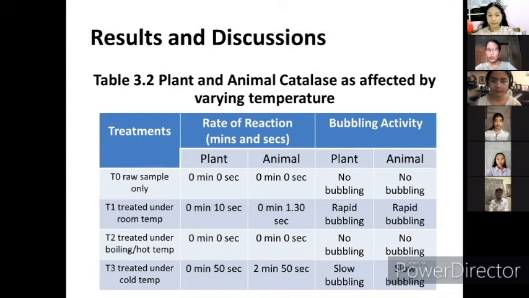And the last treatment, which is treatment 3, cold temperature, the same siya with treatment 1, nag-show siya ng enzymatic activity, but it is very slow. Slow yung reaction. Nag-react yung catalase sa hydrogen peroxide at 50 seconds sa plant to 2 minutes and 50 seconds naman sa animal. And it showed for both samples low bubbling. Therefore, the low temperature slowed the reaction pero hindi niya dinamage or hindi niya dinestroyed yung structural integrity ng catalase. And that's it for the results and discussion.